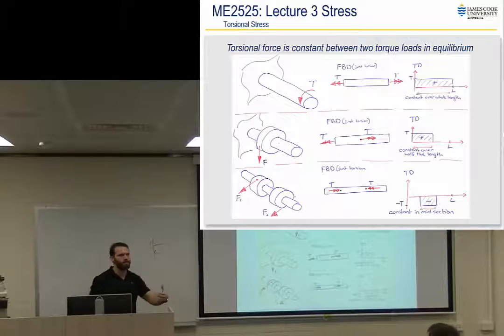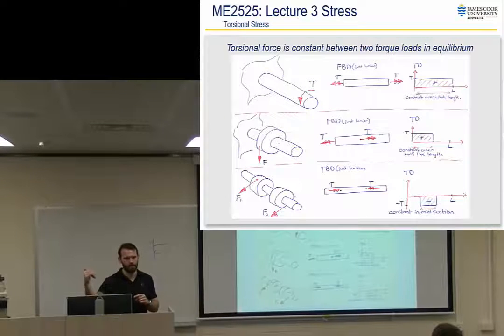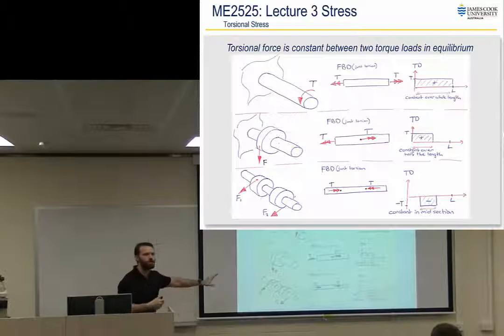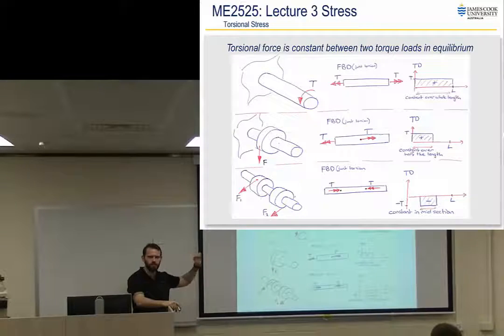And so we need to be very careful about where we do and don't have a particular mode of loading, because when we add them together, two small ones might add up to more than one large one. And we need to be very conscious of that. So that's why I want you to do the torque diagram and be very, very careful about where there is and isn't torque throughout a particular member.